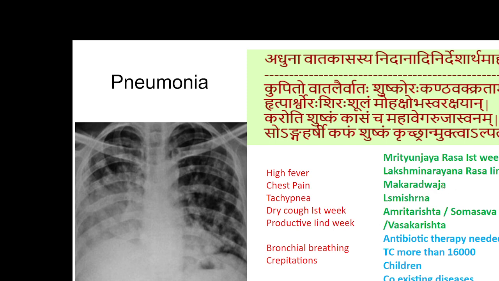pneumonia can be resolved sufficiently with Mrityunjaya Rasa in the first week. If in the second week, Lakshminarayana Rasa, because it resembles the Vishamajwara features. And Amritarishta, Somasava or Vasakarishta, that depends upon the issue. So Amritarishta in the febrile stage of the first week, Somasava in the second stage or liquefaction stage where the expectoration would be more, and Vasakarishta in the conditions which persist for a longer duration, or where the cough has more wheezing-like symptoms.